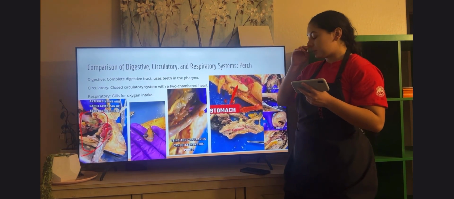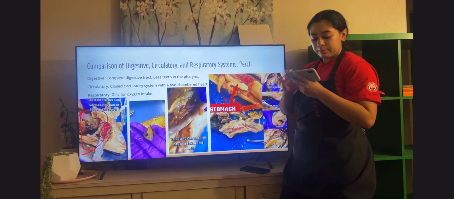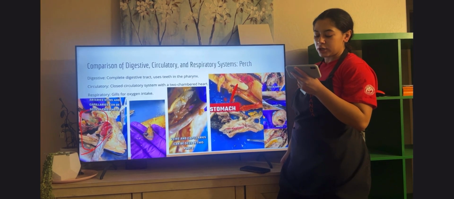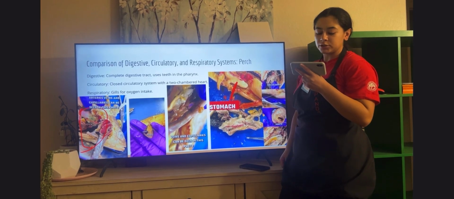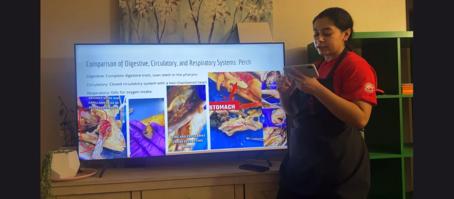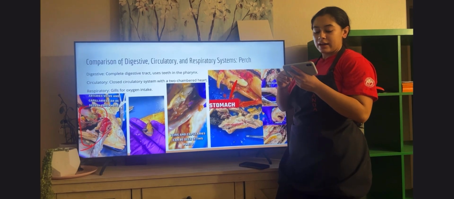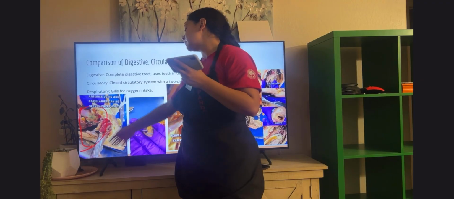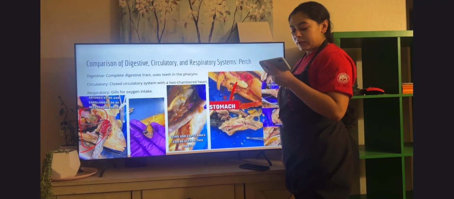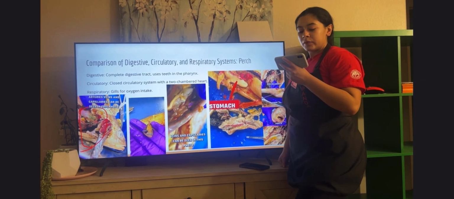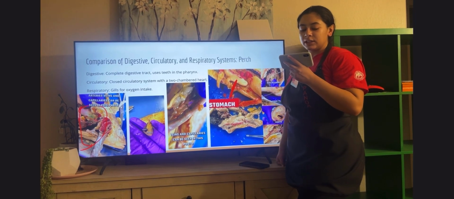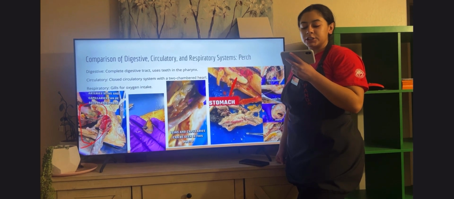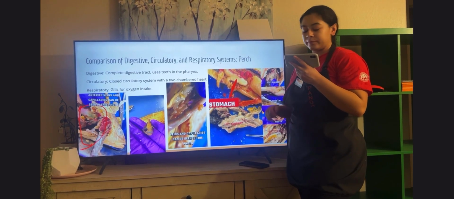And then next is our perch. For the perch, their digestive system is a complete digestive tract as well. The fish uses its pharyngeal teeth to grind food in its mouth before it enters the stomach. And the perch uses its gills for respiration. Right over here you can see those gills. Unlike the rat's lungs, gills allow for oxygen exchange in water, where the concentration of oxygen is lower than in air.